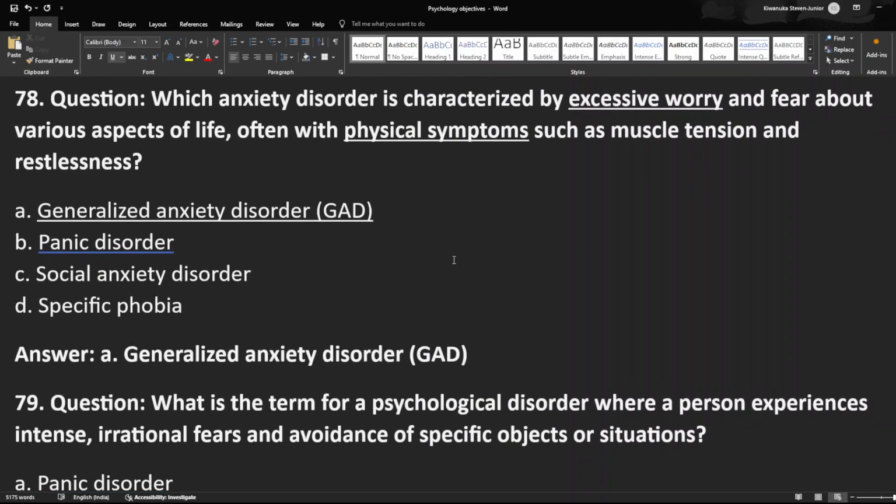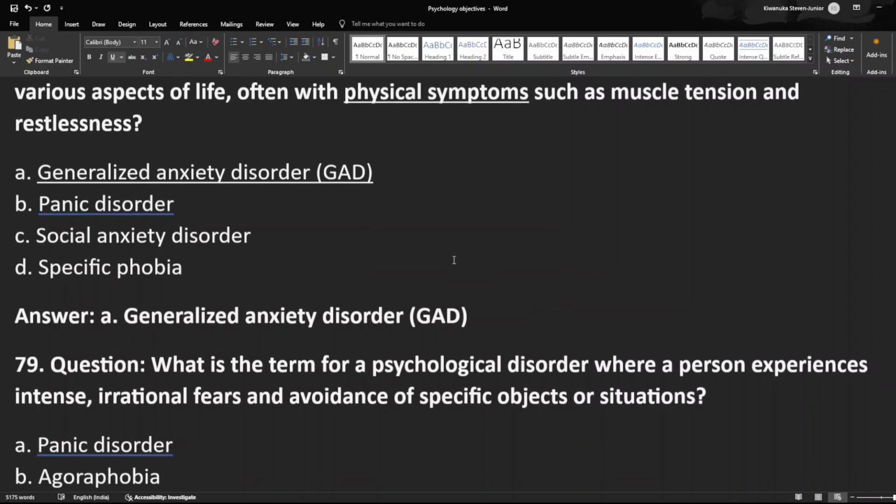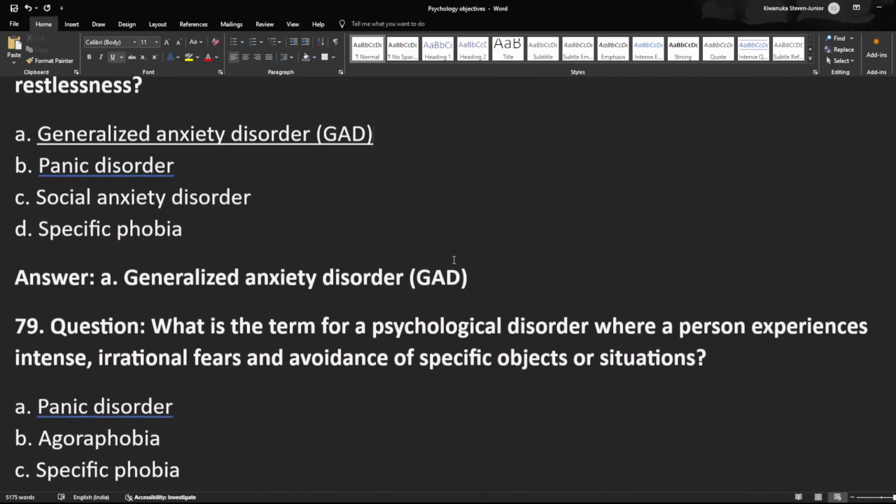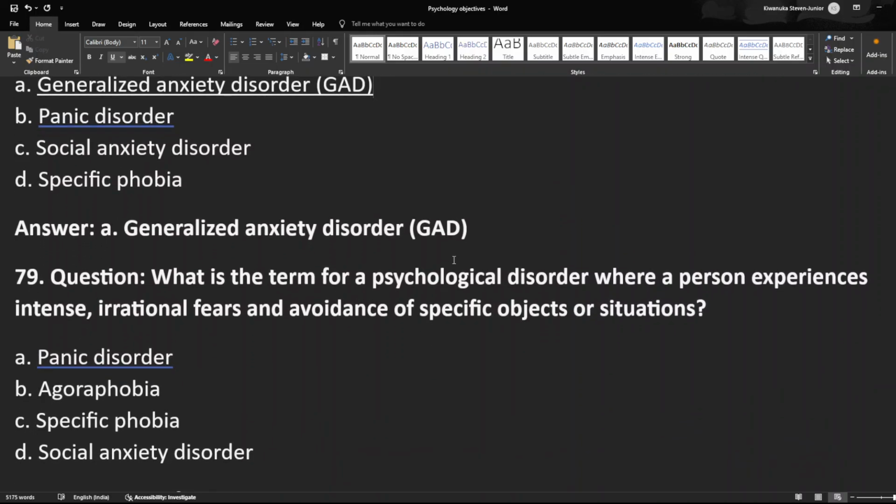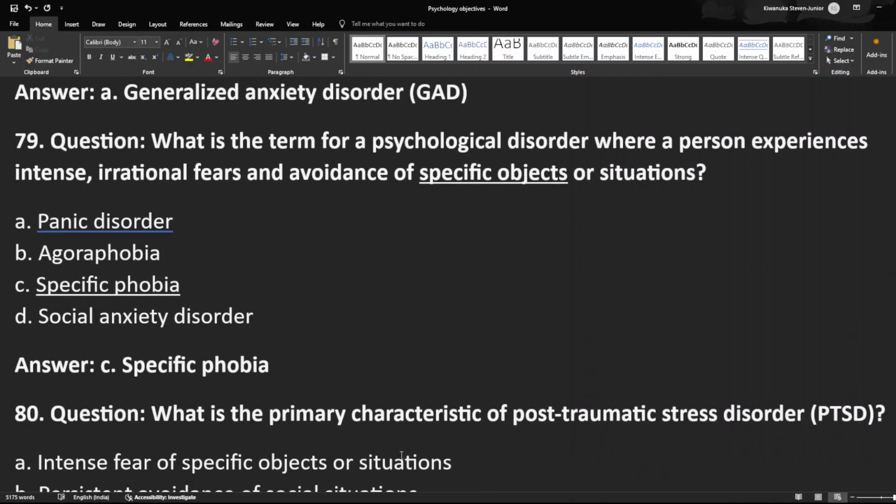What is the term for a psychological disorder where a person experiences intense, irrational fears and avoidance of specific objects or situations? You know that that one is always running away. But the key note here is specific objects. When a person sees fire, he remembers fire burnt me, and therefore it is a phobia called specific phobia.